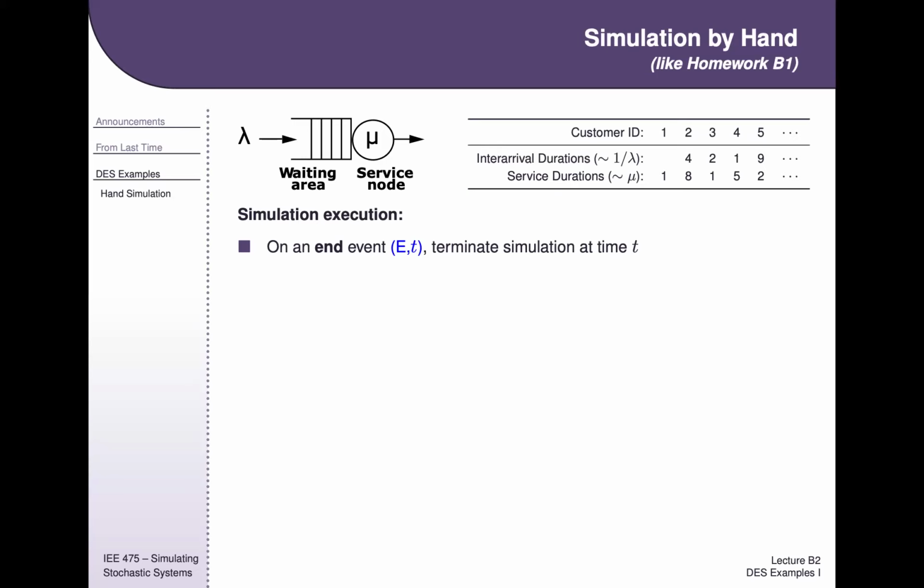It doesn't look downstream to see, do I even need to worry about this? Don't worry about that optimization. Just put it in there and you'll have a FEL that will still have things in it at the end. You'll just stop early and that's fine.